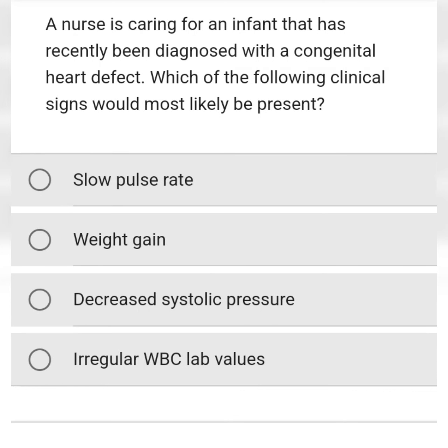A nurse is caring for an infant that has recently been diagnosed with a congenital heart defect. Which of the following clinical signs would most likely be present? Weight gain.